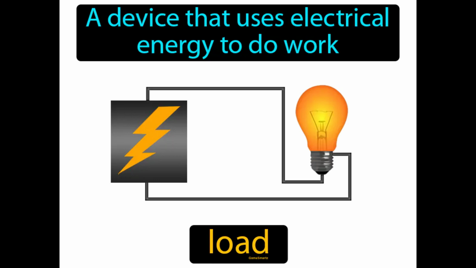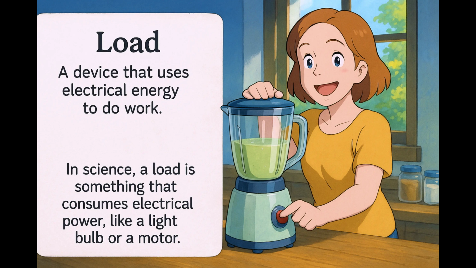A device that uses electrical energy to do work. Load. In science, a load is something that consumes electrical power, like a light bulb or a motor. Imagine trying to open a stubborn jar lid that just won't budge. In both cases, whether you're twisting a jar lid or using a device like a blender, you're applying energy to achieve a specific goal.